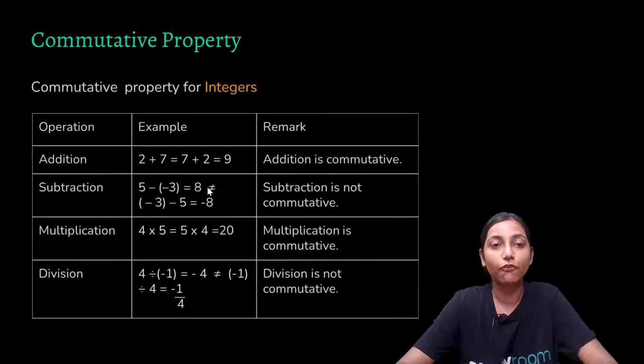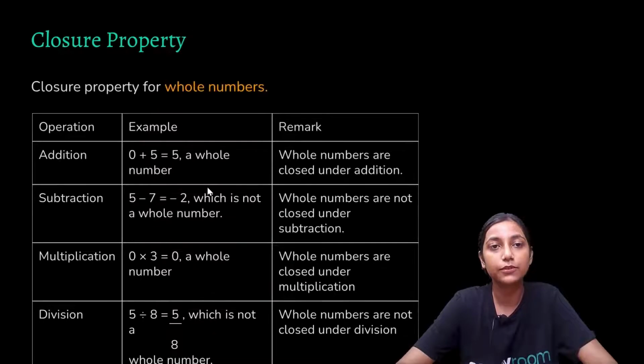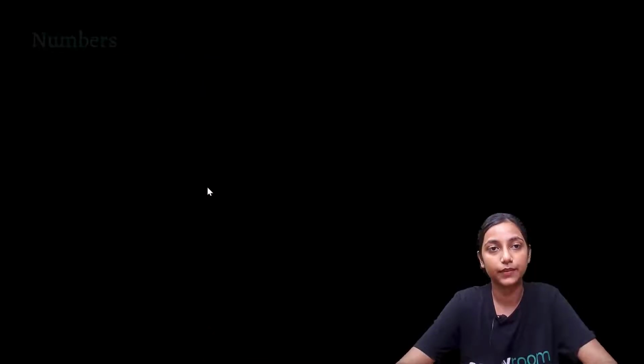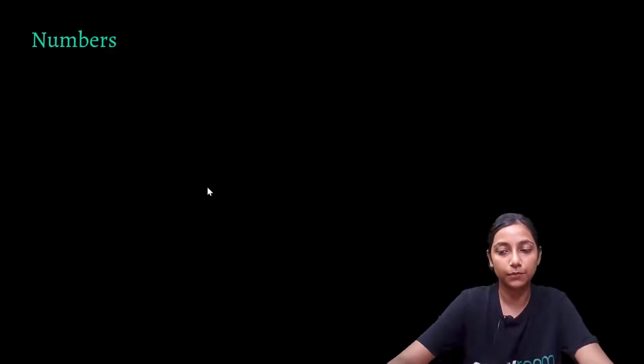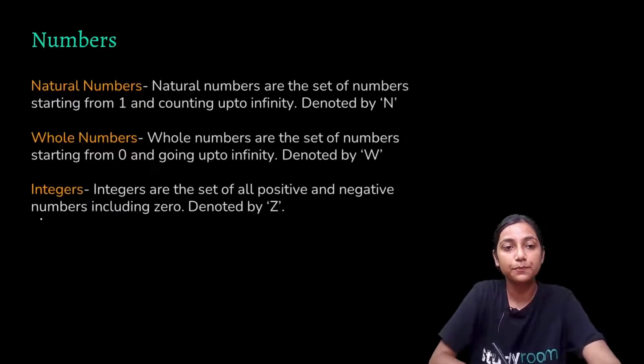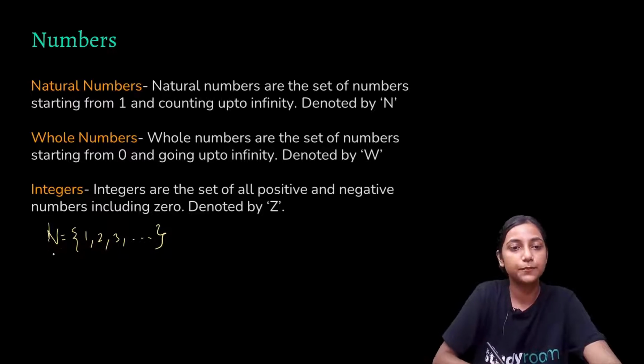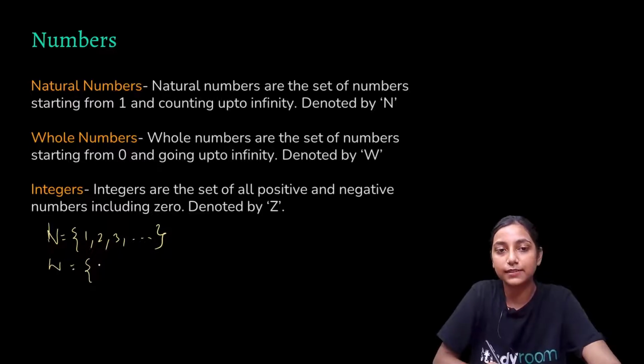So, from where did we start? We started in this chapter from numbers. We studied the types of numbers. First of all, denoted by capital N, starting from 1, 2, 3, going till infinity, were our natural numbers. We studied about whole numbers that are denoted by capital W. They start from 0, 1, 2, 3 and they go till infinity.